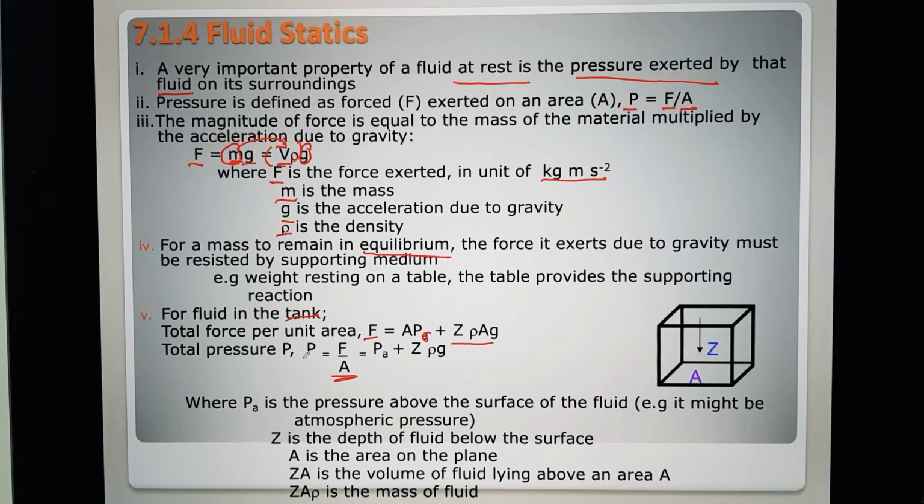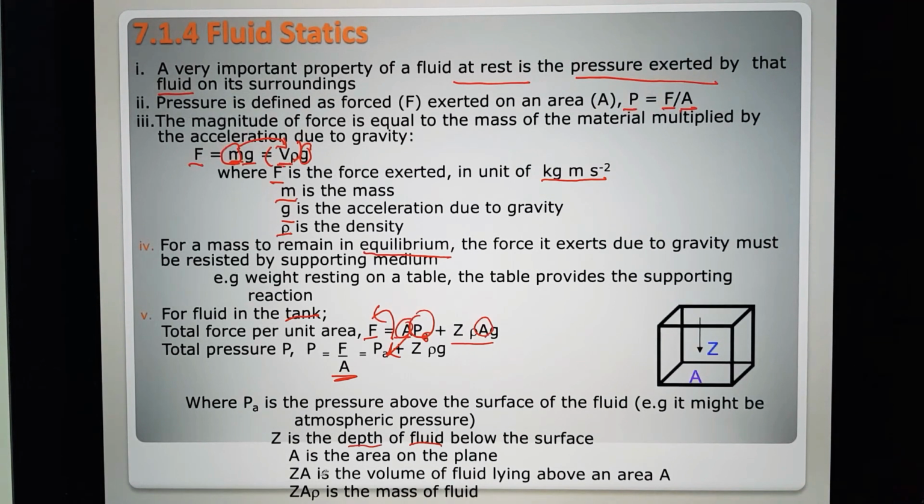Since P equals F over A, this particular P you can replace in the equation and rearrange the equation. So F over A equals PA plus Z rho g, because this A and this A can be cancelled out when brought over here. PA is the pressure above the surface of the fluid. For example, it might be atmospheric pressure. Z is the depth of the fluid below the surface, the depth or the height of the fluid in the tank. A is the area of the plane.